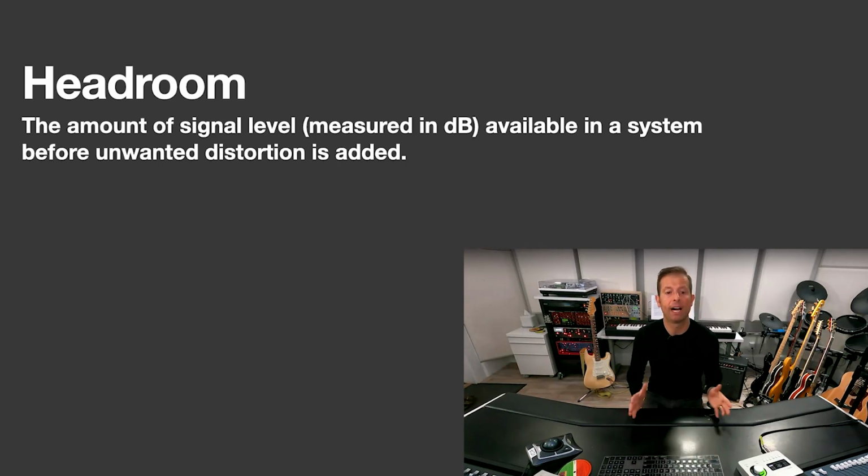Headroom. This is the amount of signal level, measured in dB, that's available in a system before that unwanted distortion or clipping starts to get introduced. So for example, 0 dB full scale is the maximum loudness level of most recording systems. And if you have a signal coming in, your guitar, your vocal, whatever, at -18, you've got 18 dB of headroom before you start to introduce that clipping.